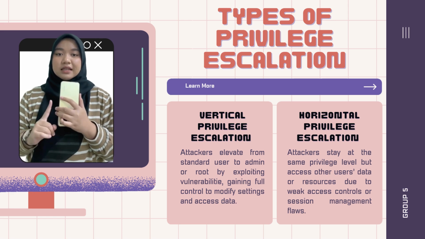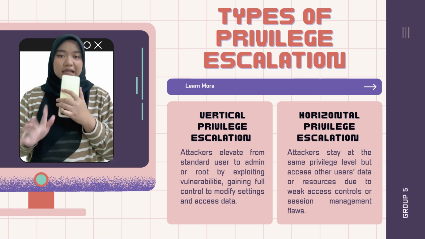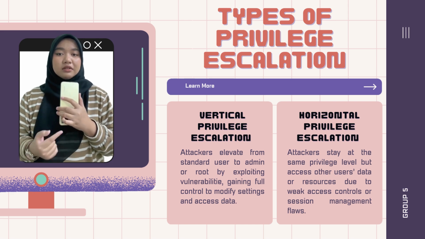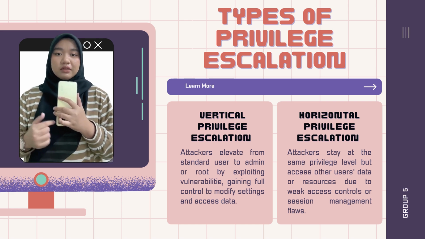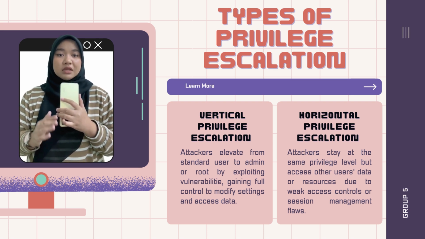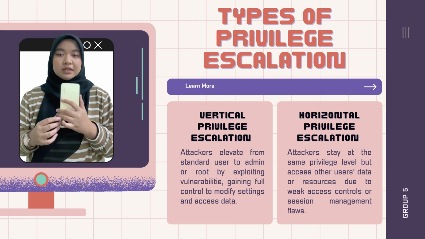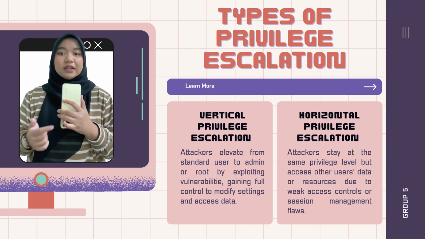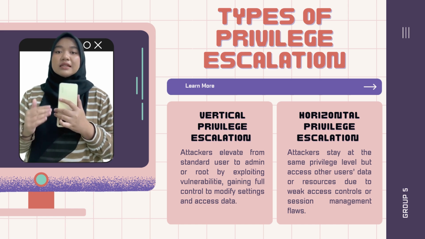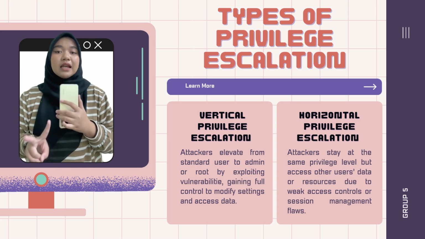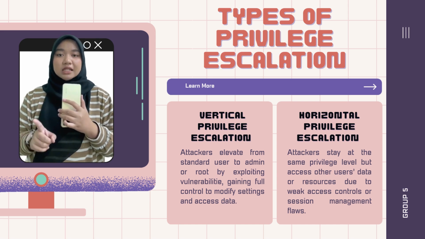The first is vertical privilege escalation. In this type, an attacker moves from a standard user account to an administrator or root account. This usually happens by exploiting system vulnerabilities, misconfigurations, or weak permissions. Once successful, the attacker gains full control over the system, allowing them to change settings, install software, and access all data. The second type is horizontal privilege escalation.